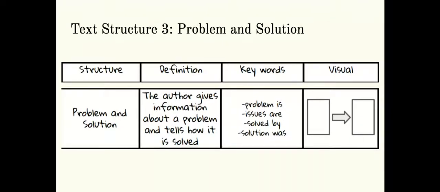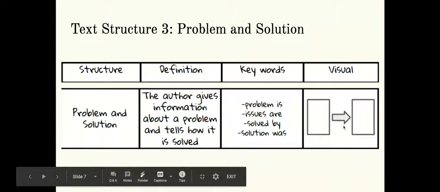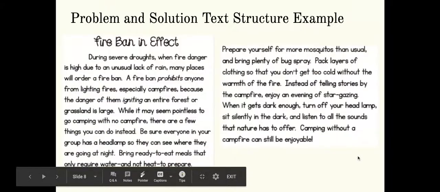The next one is problem and solution. So the author gives information about a problem, but then also how it can get solved. Some keywords are problem is, issues are, solved by, solution was. So this visual would be like, this is the problem, this is how it's solved.